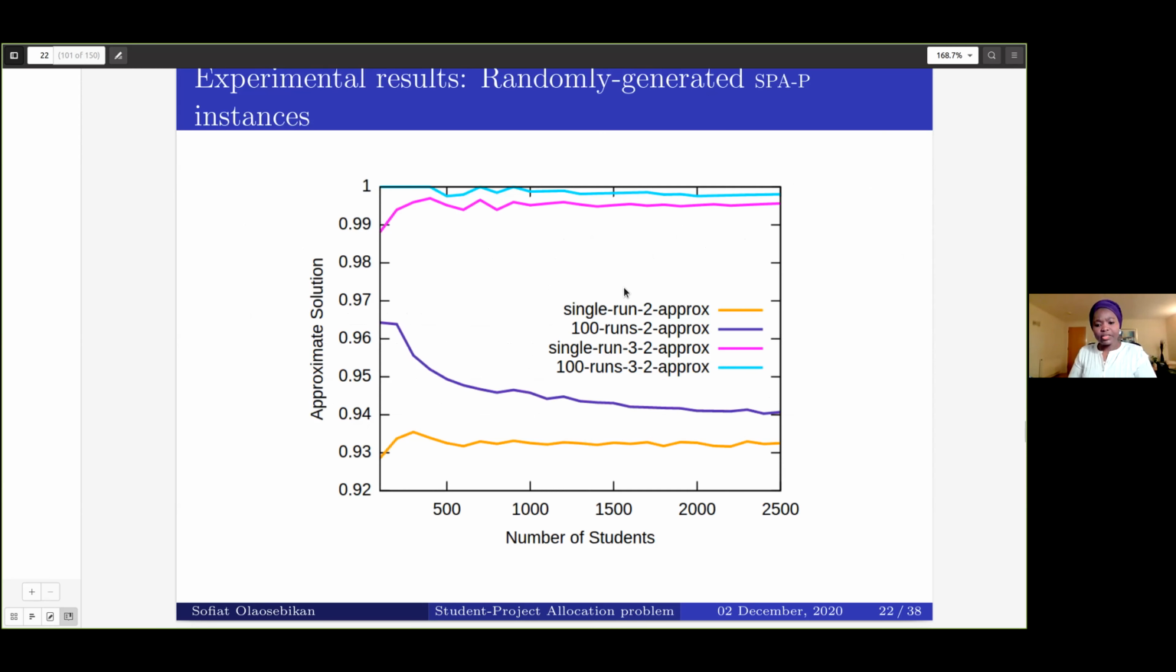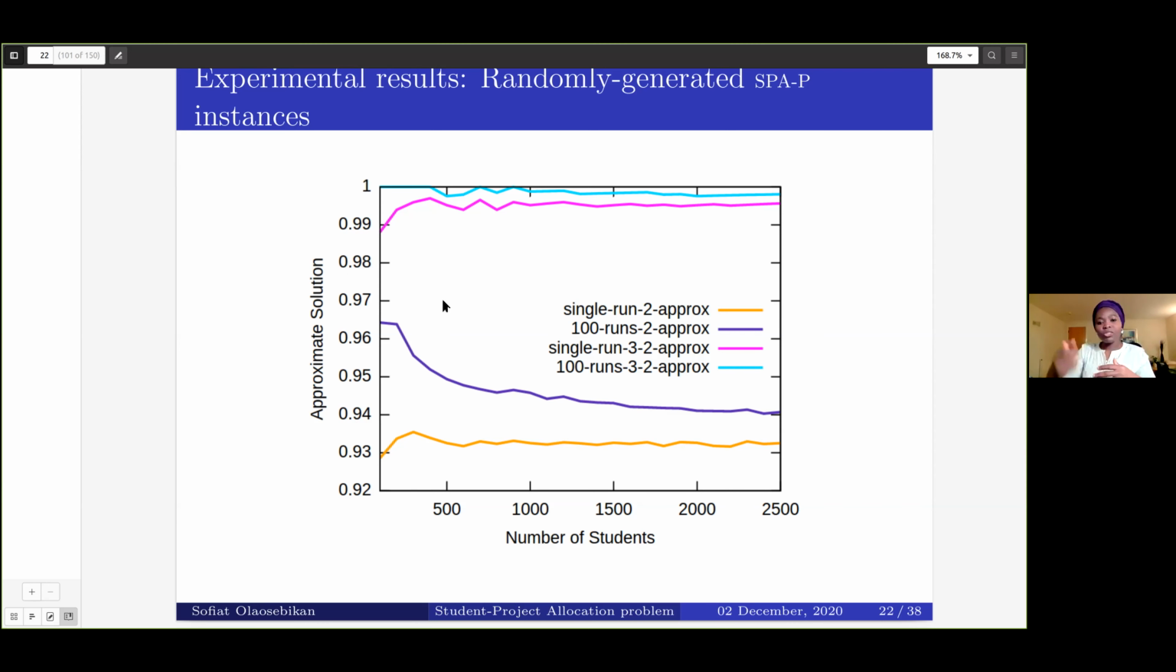So for the experiment, these are randomly generated SPA-P instances. The line at one is the optimal solution, because this is a ratio of the solution obtained from the approximation algorithm and that of the IP model. So here we have the two approximation algorithms, and we ran each 100 times, because the approximation algorithms are randomized by design. Depending on the student that is selected when a project or a student applies, or when a lecturer rejects a student, depending on how the algorithm decides this, the sizes of the solution can differ.